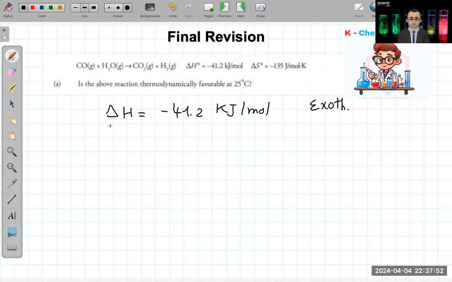And he gave me also the delta S. He said that the reaction becomes more random. How did you know that the reaction becomes more random or less random? The entropy has decreased. So this does not mean more random. It means less random. So this is less random because entropy decreased.